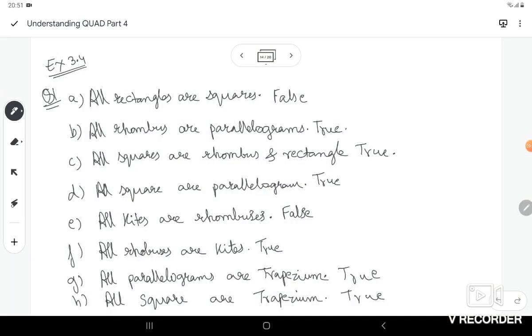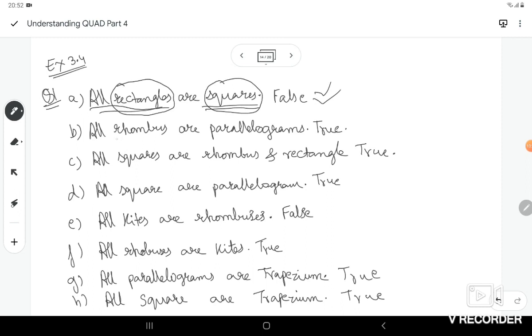Now moving on to exercise 3.4. First question is regarding true and false. It says all rectangles are square. Now it's a false statement. How? Because all rectangles cannot have all the sides as equal which a square has, so this is false.